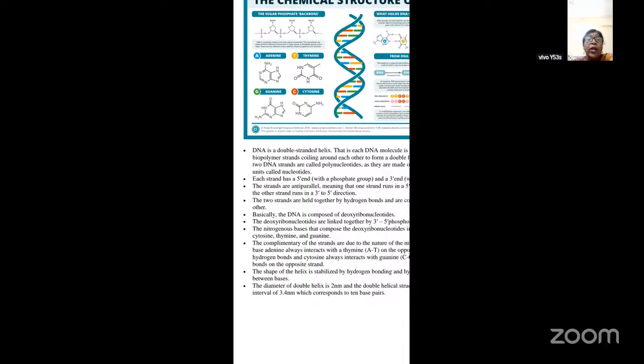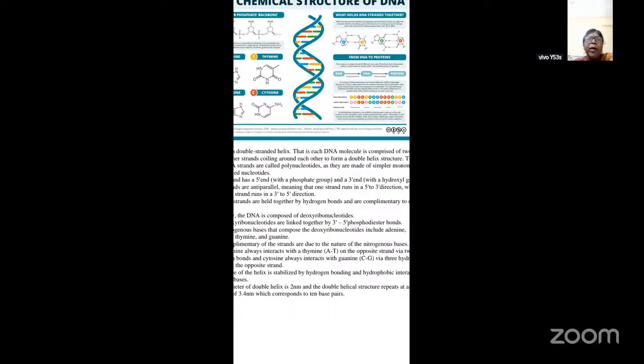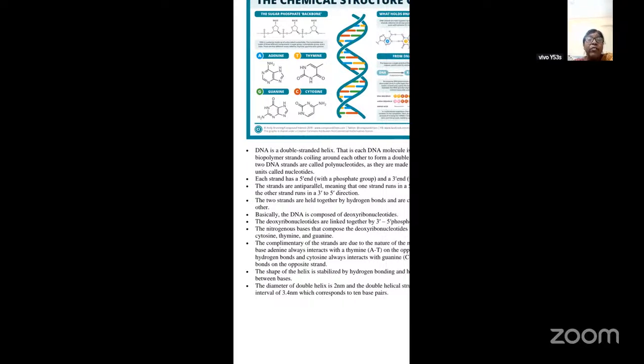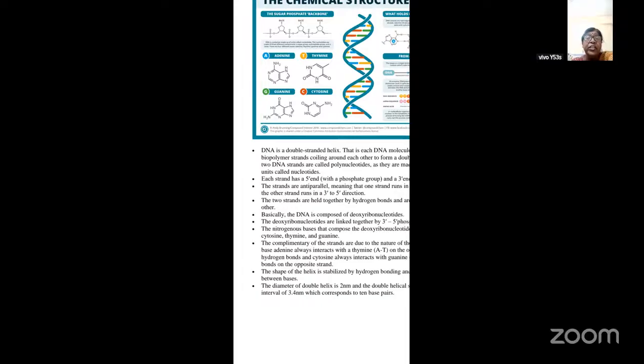And these two strands are called polynucleotides, because they are made up of a number of simple monomeric units called nucleotides. And each strand, if you observe, has a 5' end and a 3' end. The two strands are anti-parallel, because one strand runs in a 5' to 3' direction, and the other strand runs in a 3' to 5' direction. These two strands are held together by hydrogen bonds, and they are complementary to each other.